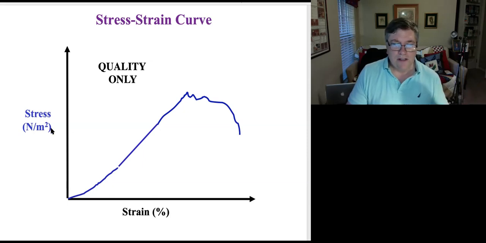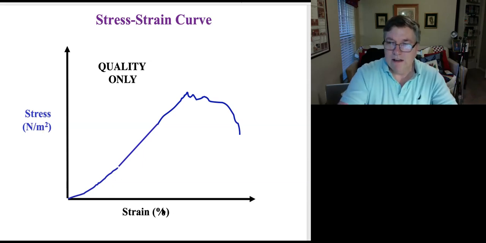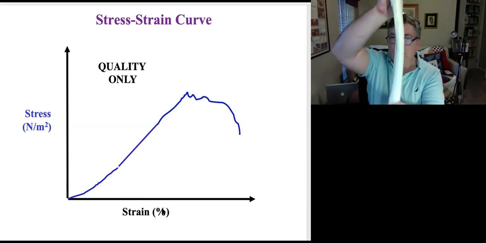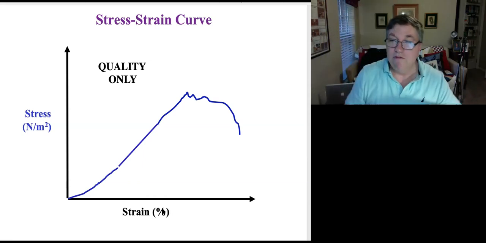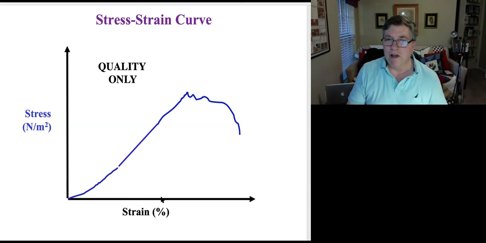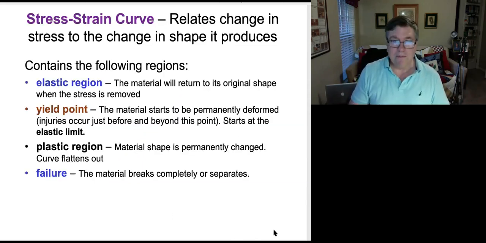So stress and strain curves, because strain is basically meters per meter and stress is newtons per meter squared, we're taking into account cross-sectional area and then length. So again, like a cylinder, we're taking into account the volume of the material. So we can fairly compare small and large bones and talk about the quality.